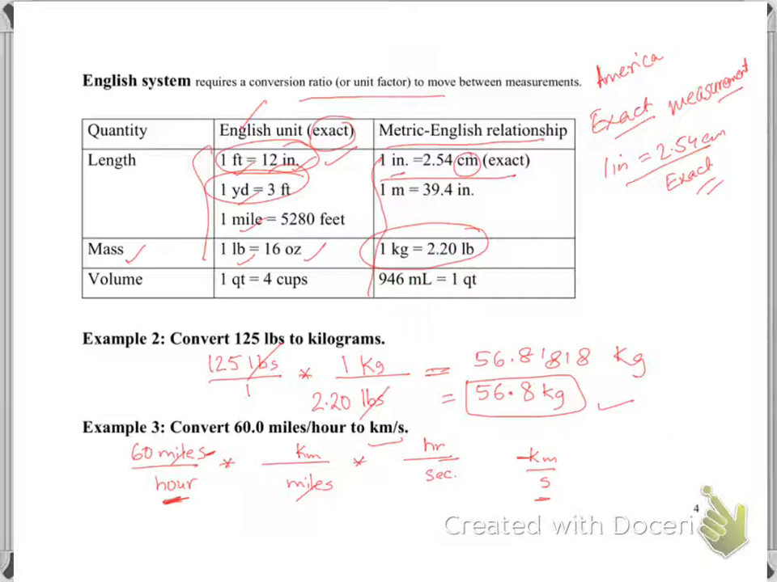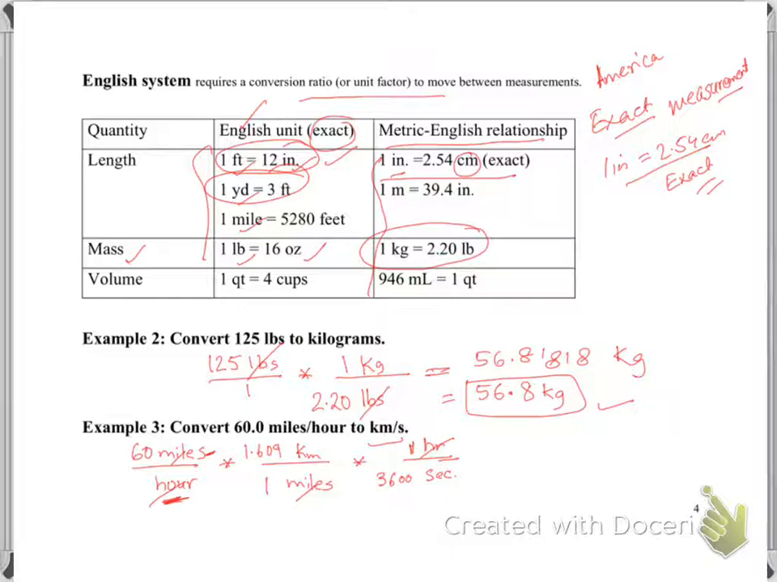Now comes the conversion factors. First thing, you all should know hours to seconds. 1 hour equals 3600 seconds. And this I can give you: 1 mile equals 1.609 kilometers. So hour cancels with hour, miles cancel with miles. What I'm left with is kilometers per second. So let's do the calculation.